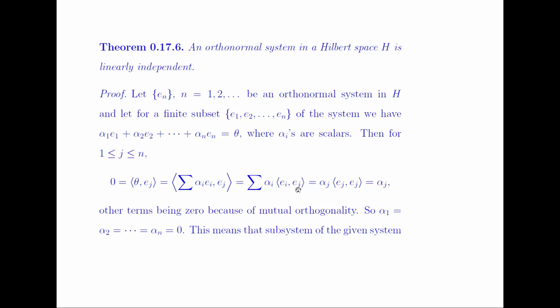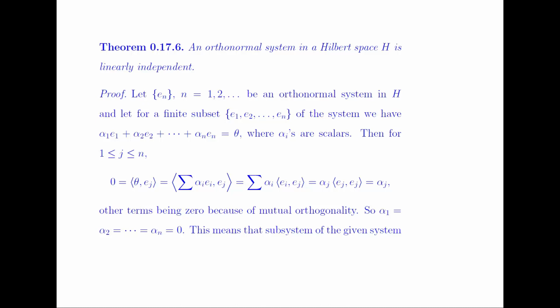And we know that this inner product of e_i, e_j is equal to 0 if i is not equal to j, and equal to 1 if i is equal to j. We can say this is equal to alpha_j times the inner product of e_j, e_j, which is 1, so this is equal to alpha_j. So alpha_j is equal to 0. It means that each alpha_i is 0.